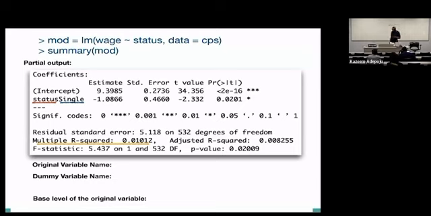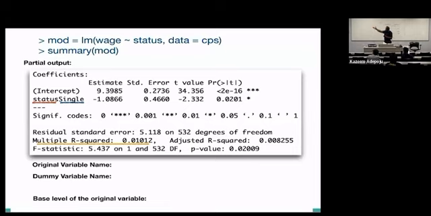I need you to pay attention to something in the output. Please pay attention now. In the output, after the intercept, what do you see? Status single, right? Why do we have a status single? Despite the fact that we got two levels of the categorical variable, marital status, why is R reporting status single? R is reporting status single because R has automatically coded single as 1. Does that make sense?